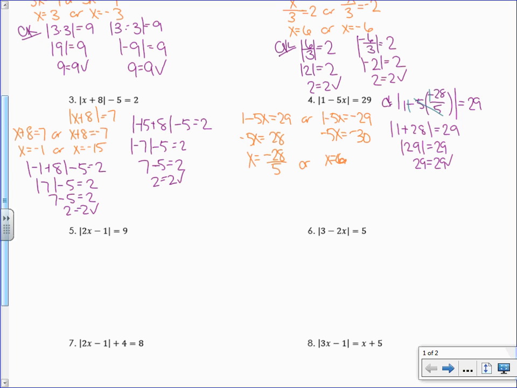Then I gotta check x equals 6. So I'm doing the absolute value of 1 minus 5 times 6 is equal to 29. That's going to be the absolute value of 1 minus 30, which is the absolute value of negative 29, which is 29. Woohoo! That checks.